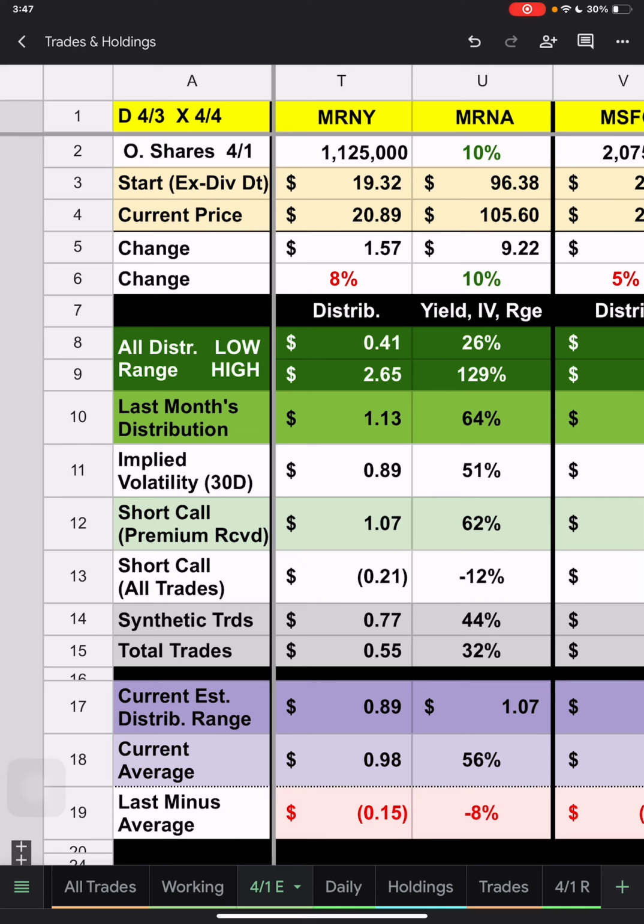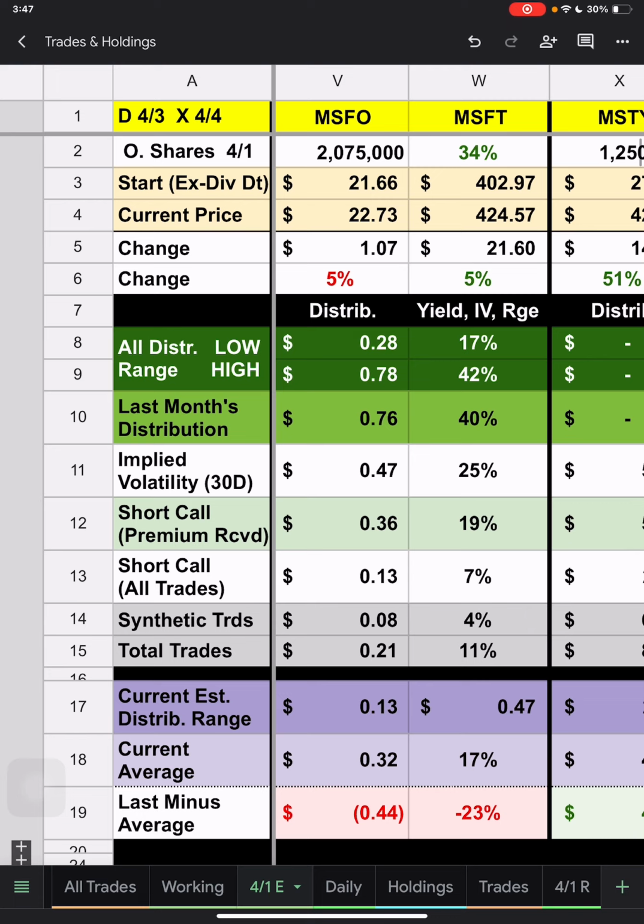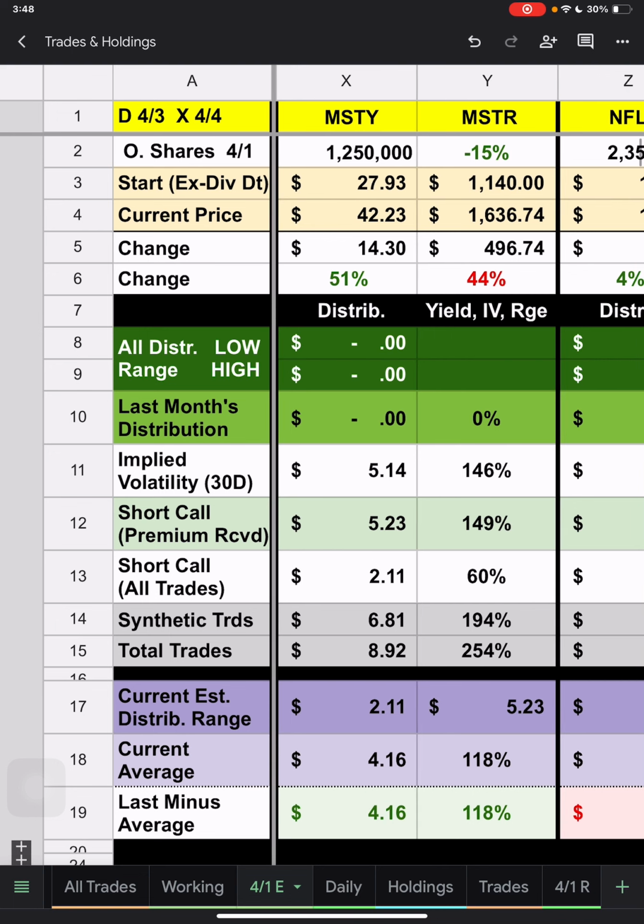If you look at the range, based on our numbers there, we're 89 cents to $1.07 with an average of 98 cents. MSFO outstanding shares have increased by 34%. And so both of these had changed 5%. Obviously, you don't see all the decimals, but it looks like Microsoft has still done a little better than the YieldMax MSFO. The short call premium received has been 36 cents. If we look at the range, we're 13 to 47 cents with an average of 32 cents.